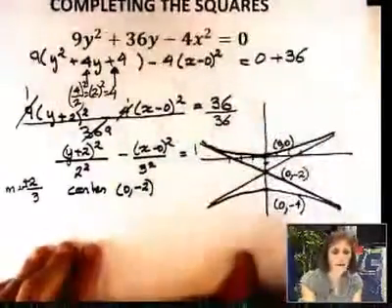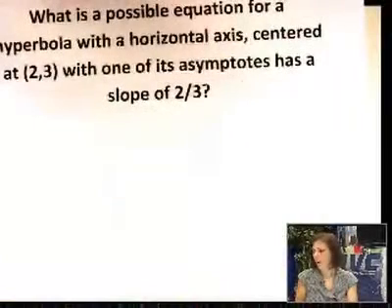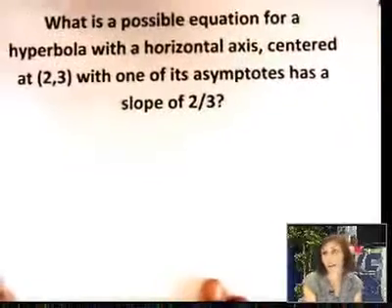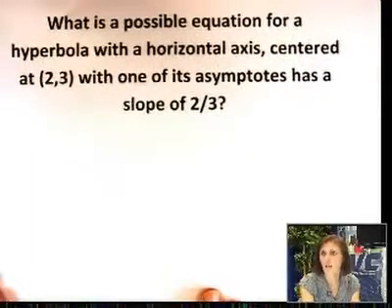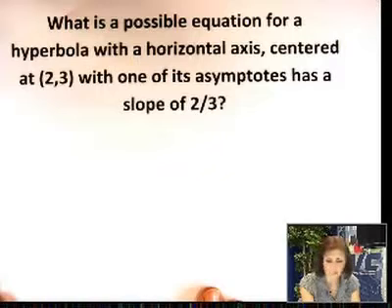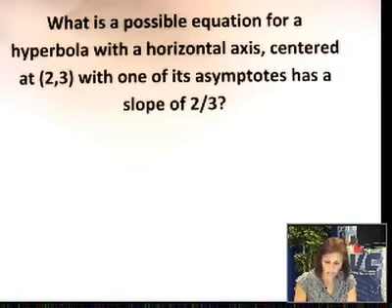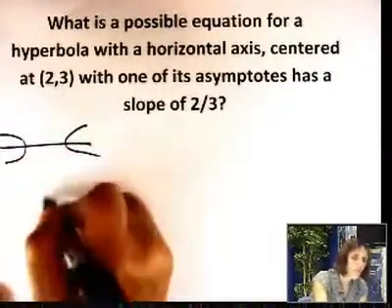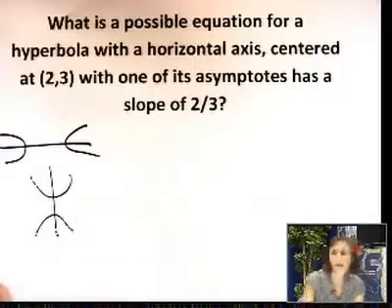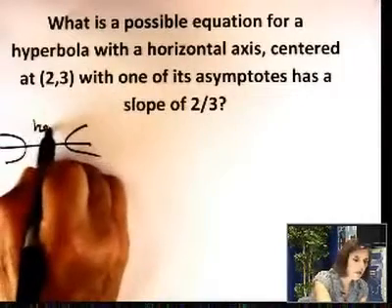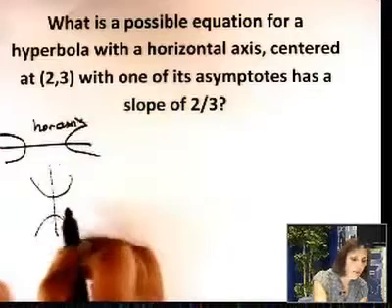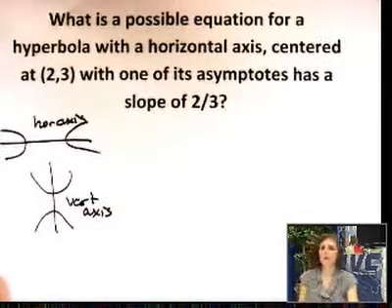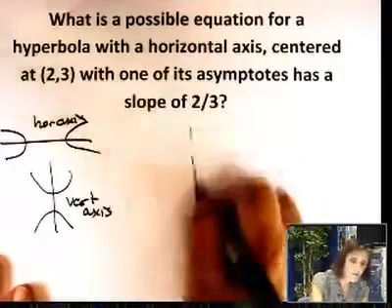The last step may be, they're not giving you an equation. They're giving you a description. What's the possible equation for a hyperbola with a horizontal axis? What does that mean? Hyperbola with a horizontal axis. Hyperbola with a vertical axis. Okay? So horizontal axis, vertical axis. So you learned another terminology.